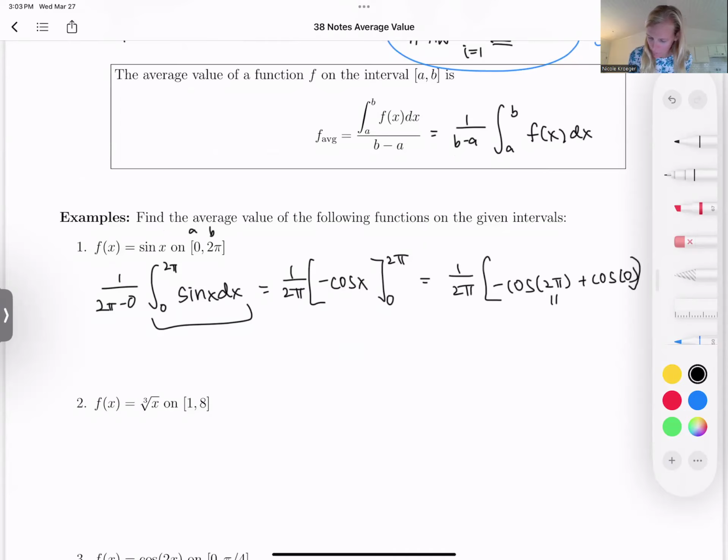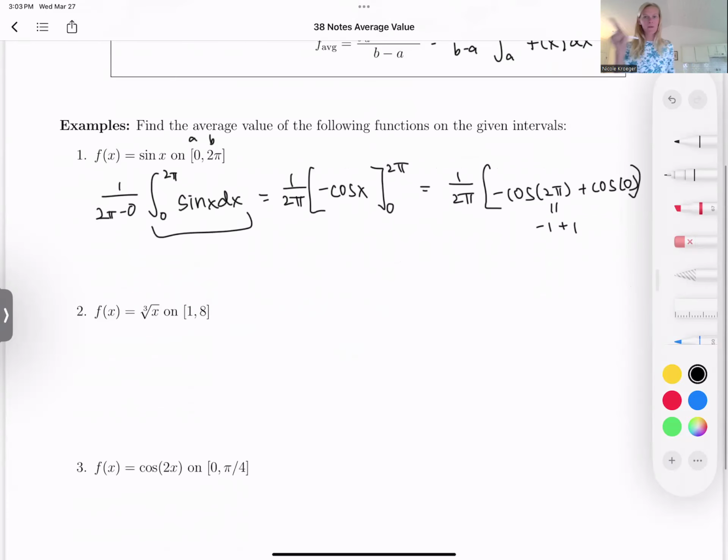Cosine of 2 pi is 1, so we're going to get negative 1. Cosine of 0 is also 1. So the negative 1 plus 1 is going to give me 0. I'll have 0 over 2 pi, which is just 0. The average value here is 0. That's weird. Let's look at the graph.